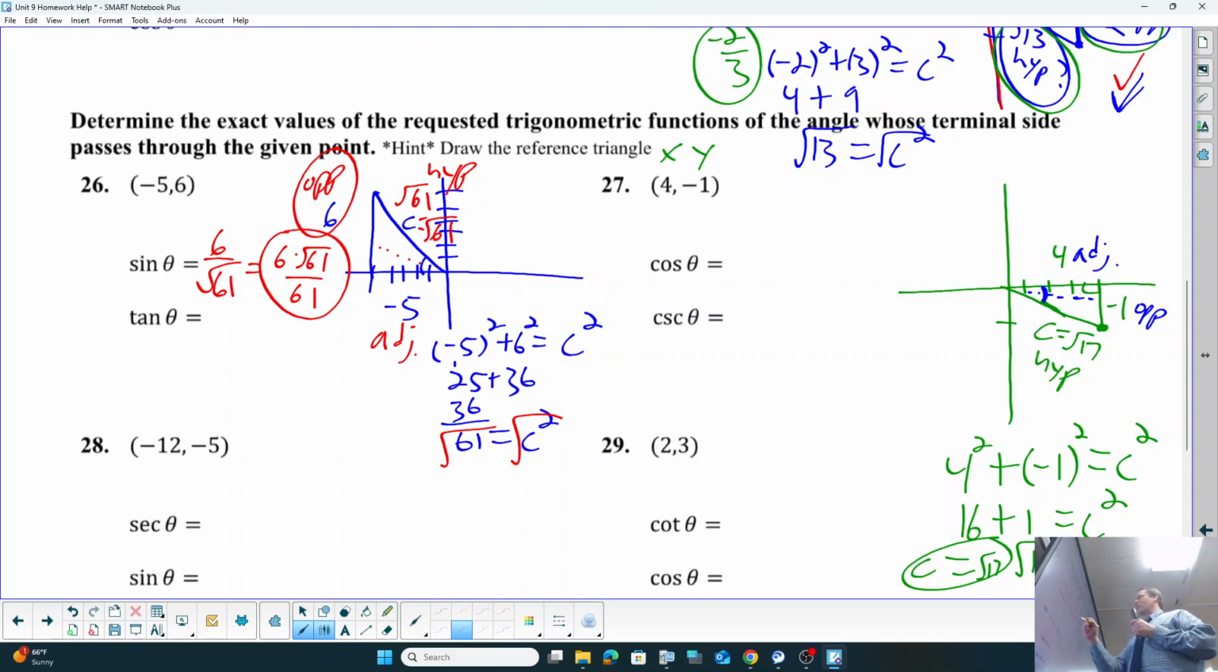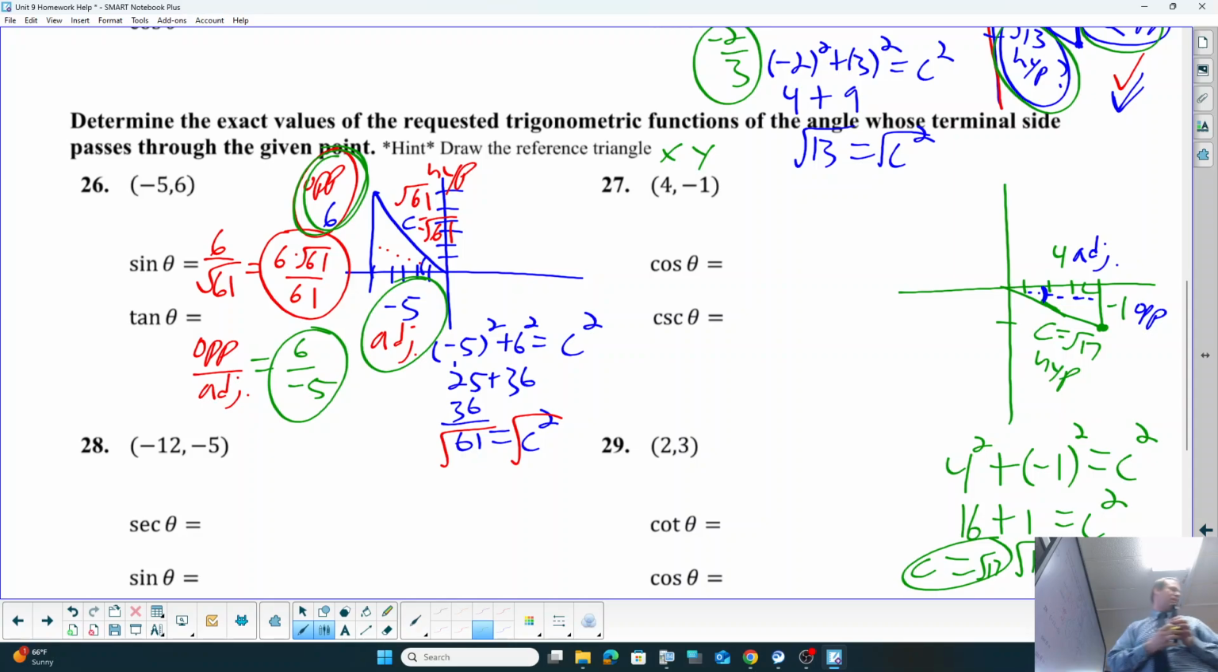And then what's tangent? Tangent is opposite over adjacent. So that's going to be opposite 6 over adjacent negative 5. 6 over negative 5 is our answer. Is that our answer? That's our answer. I think you're getting the hang of these. I think you got this.